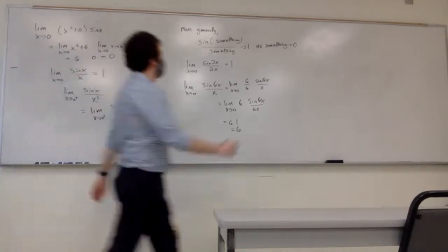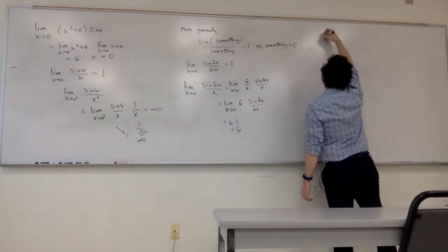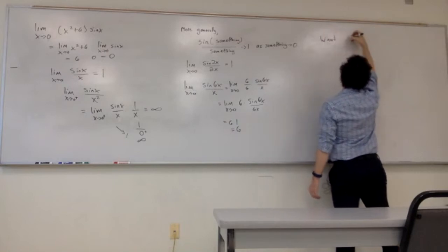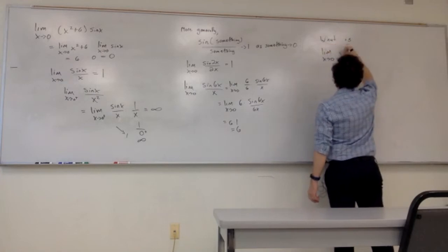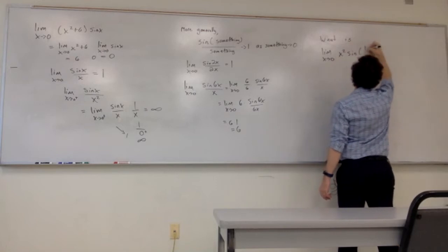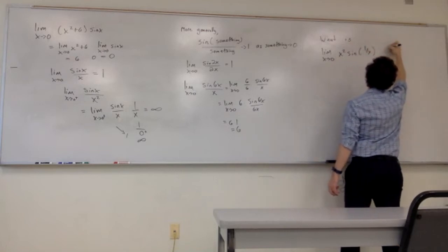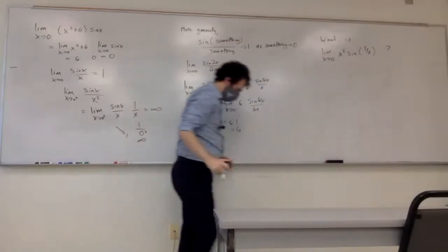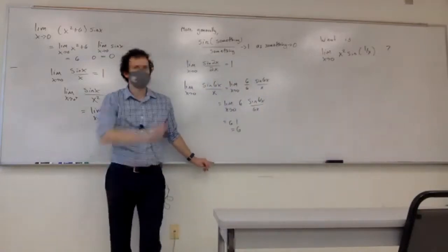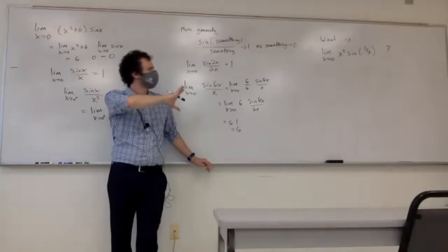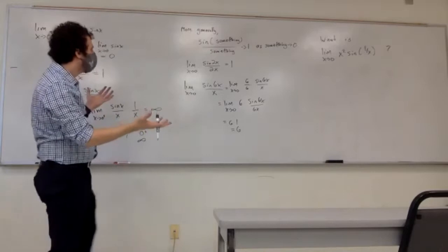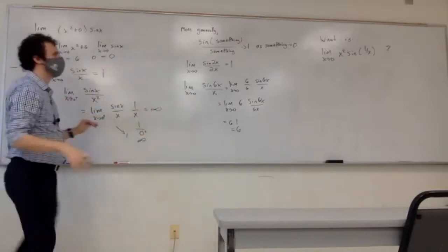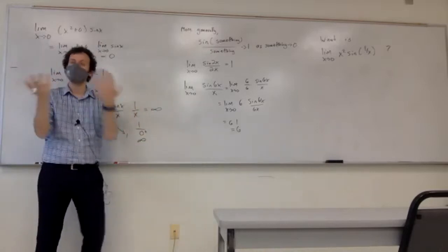But we can't do everything yet. So what is this limit? The limit as x goes to 0 of x squared sine of 1 over x. This question is rhetorical because we don't really know how to deal with this yet. If we try, what we've seen a few places in here is, we'll look at the two pieces separately. What do they do?